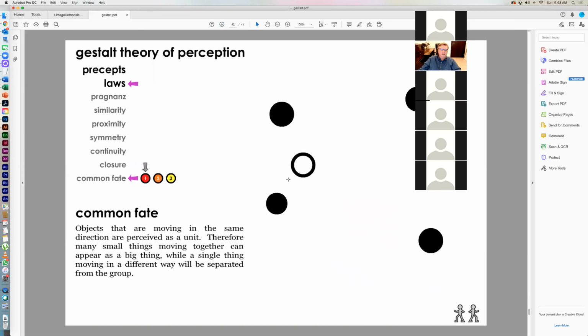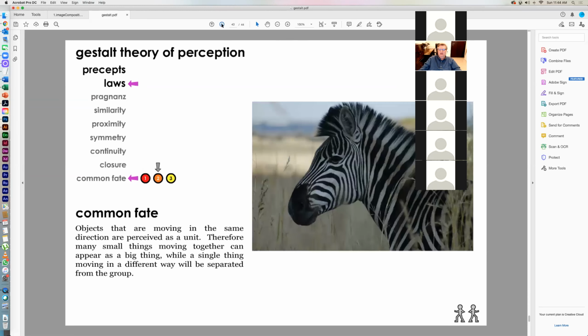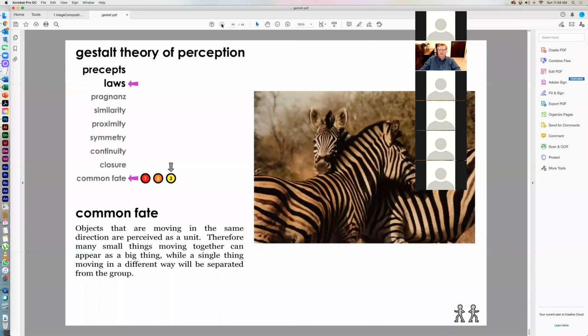Then there's the notion of common fate. This is about things that are moving together. Naturally, when we look at this as a still image, the 4 black dots are connected together by similarity, but because of proximity, these guys might be more connected. If we do similarity and proximity, these 2 guys are closer together, and this one's the odd man out. But once they move together, we see common fate, and we see them as a group. The example I have here is an example from nature, okay?